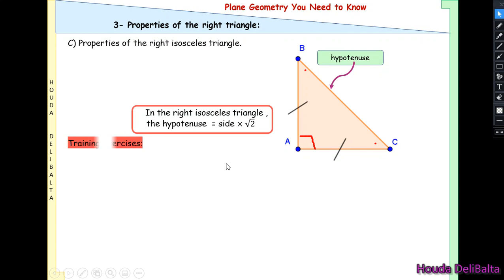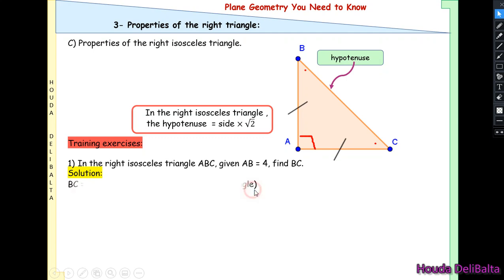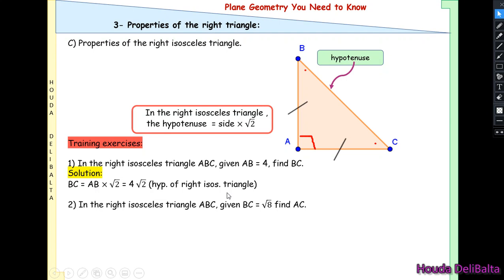Let's continue. Examples and training exercises. In this right isosceles triangle, suppose that AB equals 4, then definitely AC is 4 too. We have to calculate BC. Directly you apply the rule, because BC is the hypotenuse, then BC is equal to side AB or AC, whichever, times radical 2, which is 4 radical 2. The reason written is hypotenuse of right isosceles triangle.